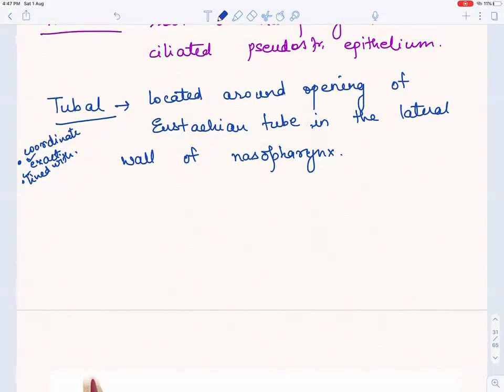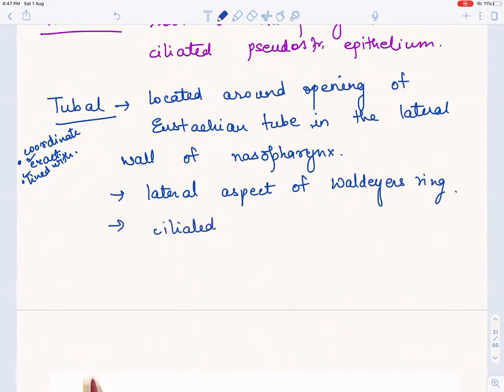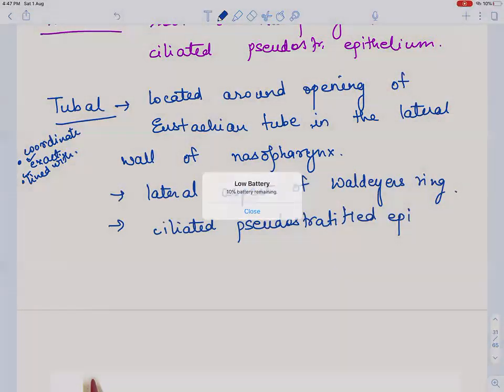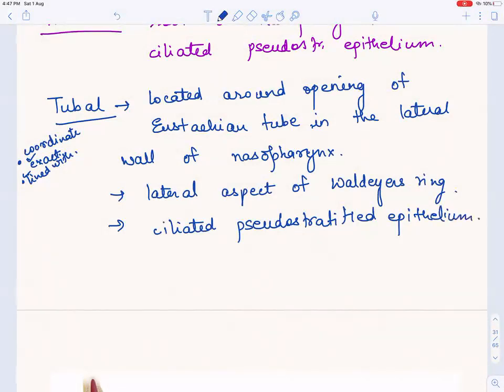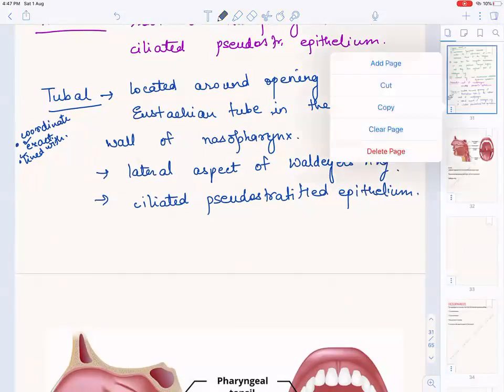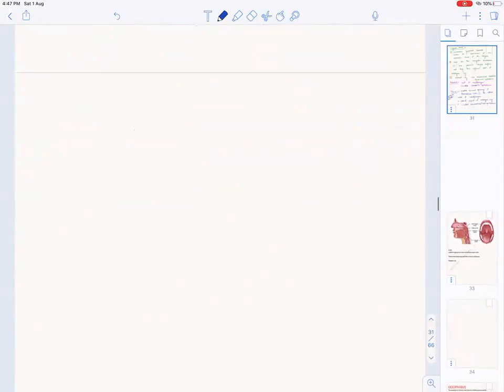So we were doing tubal tonsils. Now the next point, they form the lateral aspect of Waldeyer's ring. Lateral aspect of Waldeyer's ring, and they are also lined by ciliated pseudostratified epithelium. Okay, now let us add one more page, and then we'll do palatine tonsils.